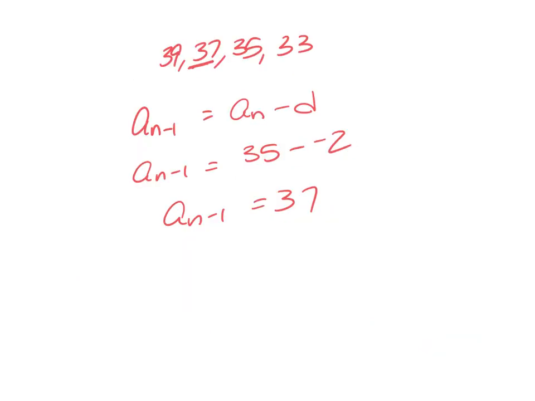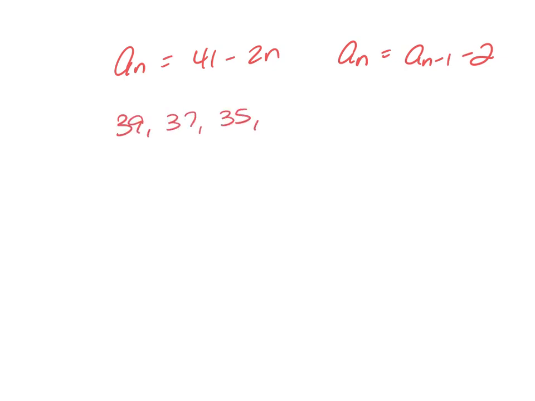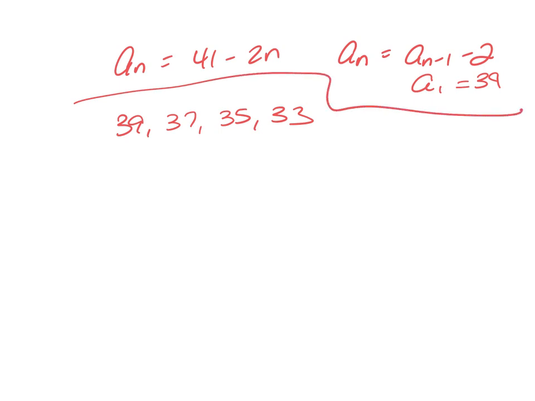So your answer for number 1 is AN equals 41 minus 2N, which I find explicit does a lot more than recursive, but let's just, and AN equals AN minus 1 minus 2. So those are the answers you get. And we have the problem is 39, 37, 35, and 33, right? And here you have to write that A1 equals 39. That's part of the answer. So for number 1, this is your answer.